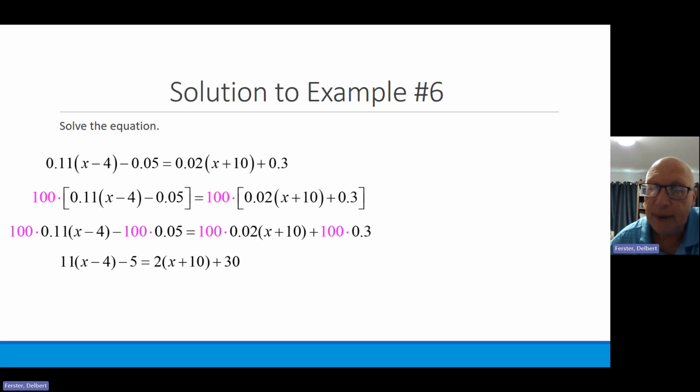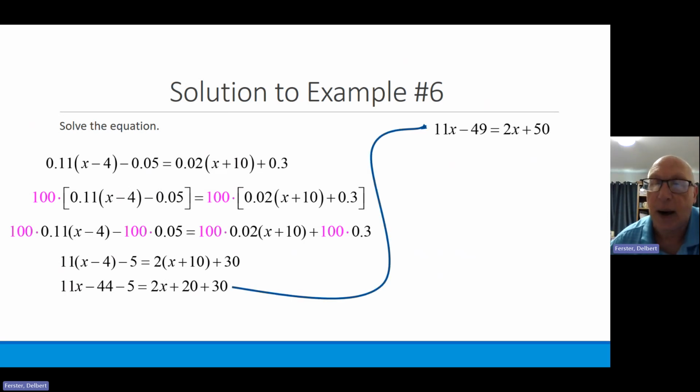Now you got distributives to run. Again, we've played this song before. 11 times each of the x and the -4. 2 times the x and the 10. Combine like terms? Sure, why not? Oh, that's an interesting arrow. All right, so we combine -44 and -5. That got us -49. If we combine 20 and 30, that's going to get us 50.